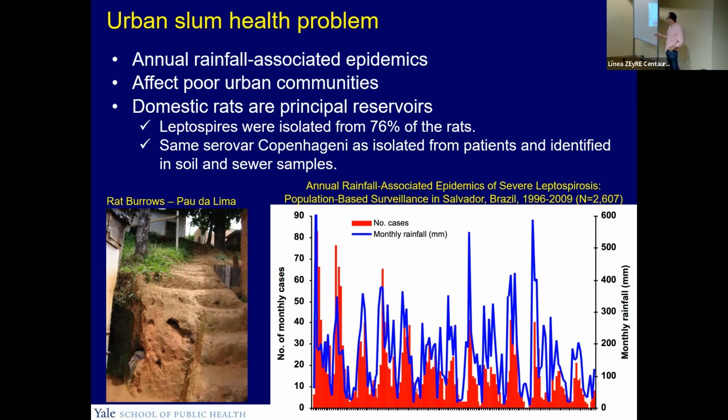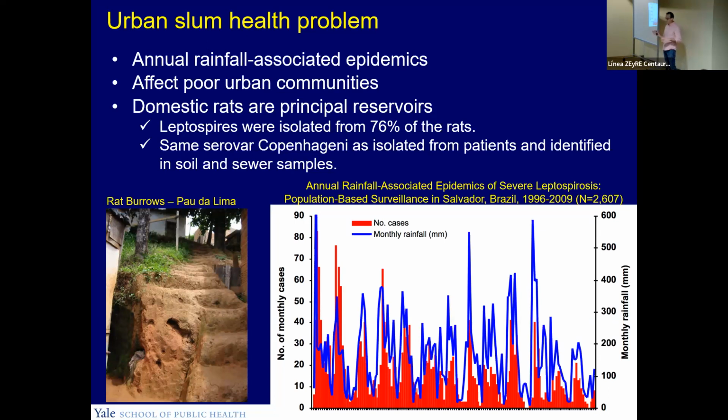You can see here, these are burrows for rats in the community. So domestic rats are the main reservoir in those places. In the studies that have been done, almost 80% of the rats have the bacteria in their kidneys.